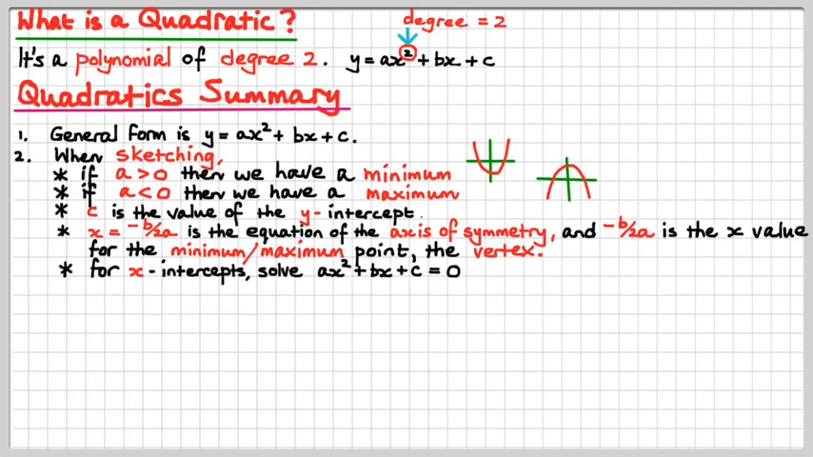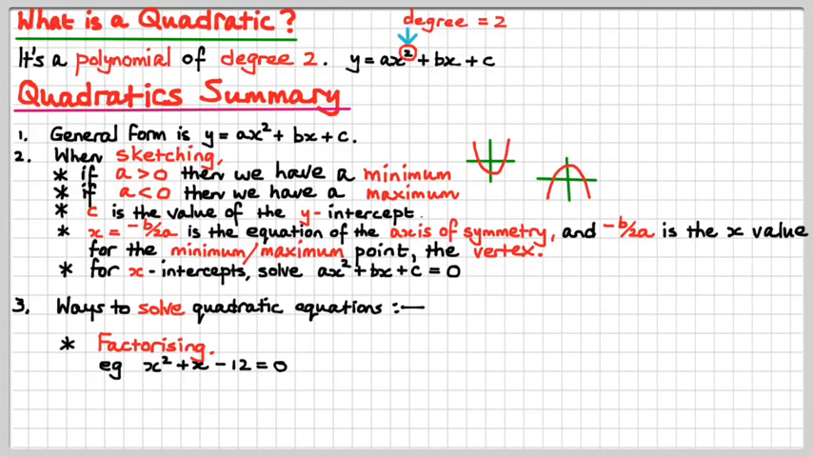For the x-intercepts, we solve where y equals 0. So ax squared plus bx plus c equals 0. You know that, don't you? And this is the next thing we're going to do. We're going to look at ways of solving quadratic equations. So point 1 was the general form. Point 2 was about sketching them. Point 3 is about ways to solve them.